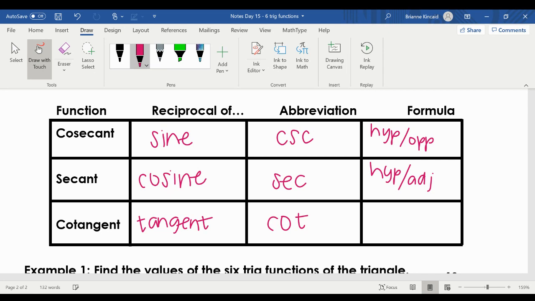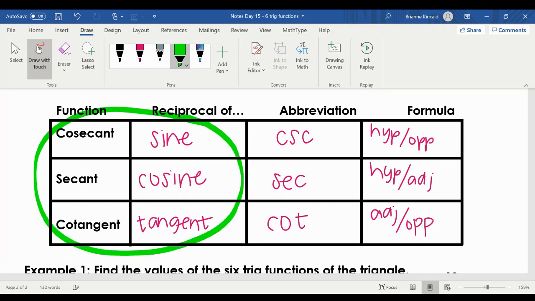Abbreviation is COT. With tangent, it's O over A. Here, it's A over O. Unlike our three main trig functions, you don't have a made-up word to help you. My recommendation is to know which function goes with which. So knowing that cosecant goes with sine, secant with cosine, cotangent with tangent. And that way, when you write out the word SOHCAHTOA, you can just flip the letters to help.